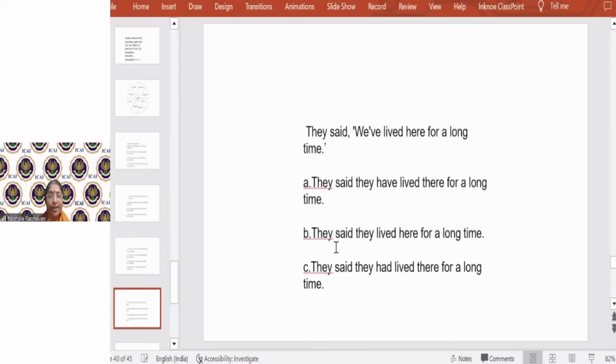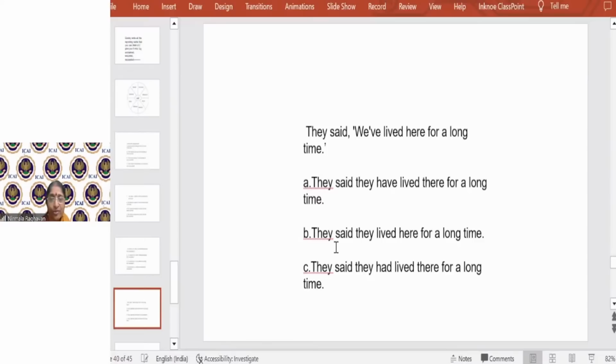Okay. "They said we've lived here for a long time." Let's see the things that we need to change. We have must change. We must become they. Lived here must change. So let's see the first one. "They said they have lived." Have is in the present tense, therefore A is wrong.